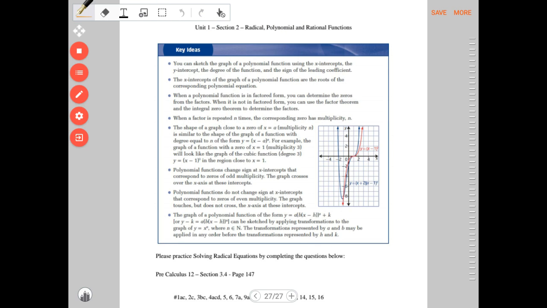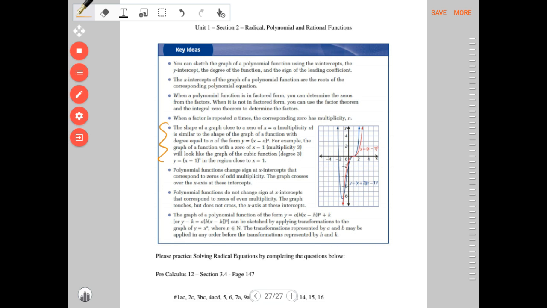Okay, guys, so there's some key ideas here. We can sketch the polynomial using x-intercepts, y-intercepts, the degree. So there's all those tools that we can sketch the graph with. Okay, we know about multiplicities. So when there's a multiplicity of 2, we have a tangent point. When there's a multiplicity of 3, we have a point of inflection. Okay, so that's in here.